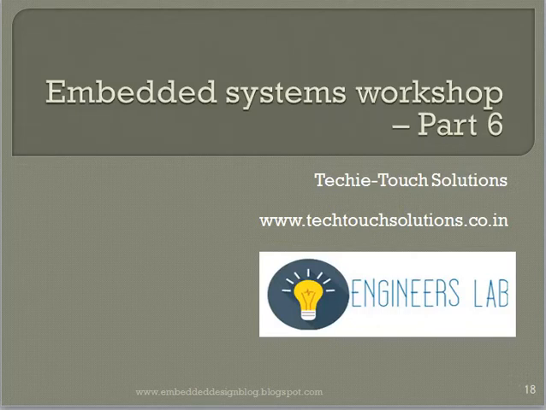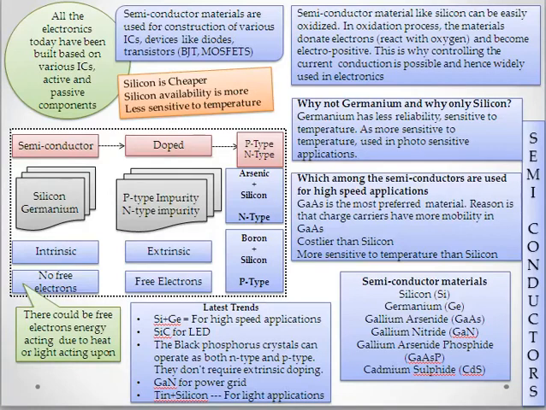So when you talk about an embedded system, you can't stop talking about the semiconductors. So semiconductors play a major role in embedded systems. If you are not aware of the type of semiconductors that are used in the industry for the manufacturing of ICs or any other components, then you have missed a major part of the embedded system.